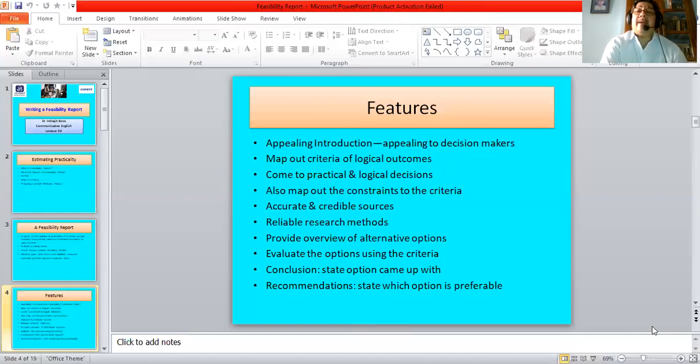So we have to write these reports or feasibility reports in order to assess whether options for the future are viable or not. So it is very essential for future planning and projection.